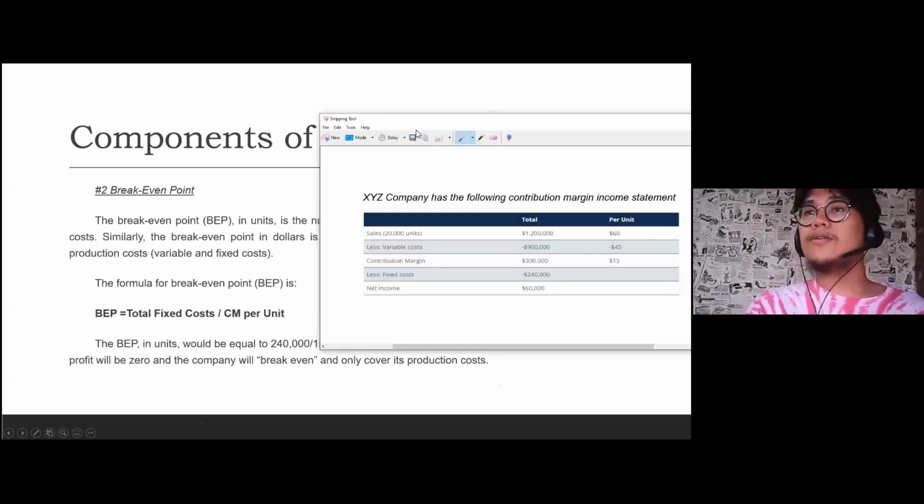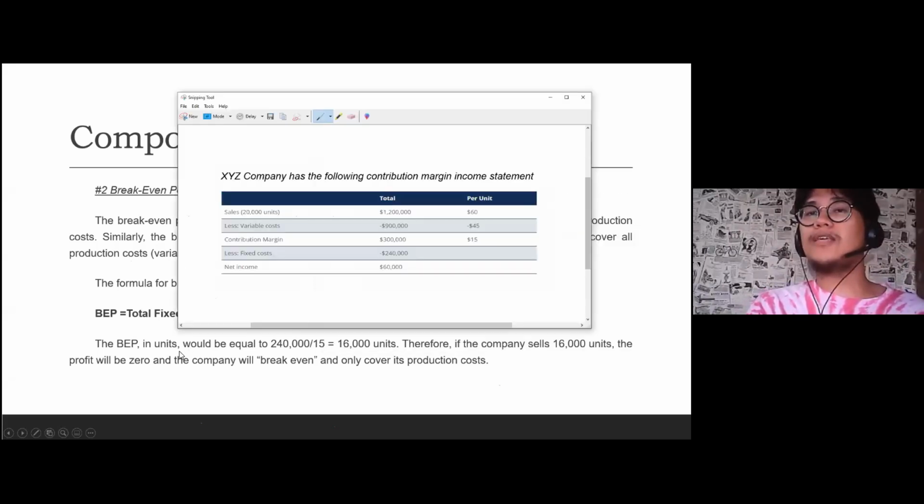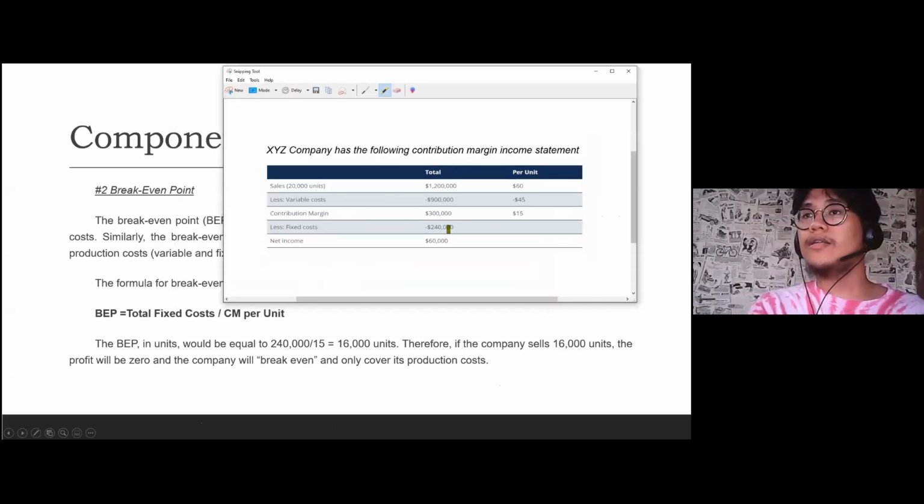So the BEP in units would be equal to 240,000. Okay, ito yon, no? Nakikita natin ito. 240,000, no? Divided by your contribution margin per unit, which is yung 15, which gives you 16,000 units. So therefore, if the company sells 16,000 units, the profit will be zero and the company will break even and only cover its production costs. Okay? So ganun ko na-compute si BEP.